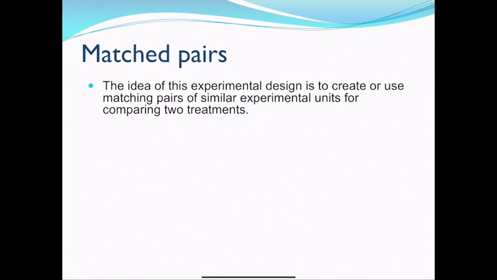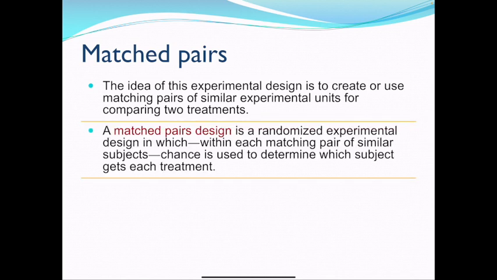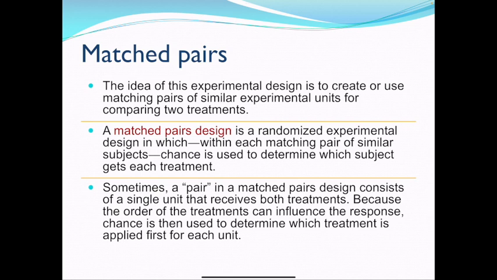Next, let's talk about matched pairs. The idea of this experimental design is to create or use matching pairs of similar experimental units for comparing two treatments. So a matched pair design is a randomized experimental design in which, within each matching pair of similar subjects, chance is used to determine which subject gets a treatment. Sometimes a pair in a matched pair design consists of a single unit that receives both treatments because the order of the treatments can influence the response. Chance is then used to determine which treatment is applied first for each unit.